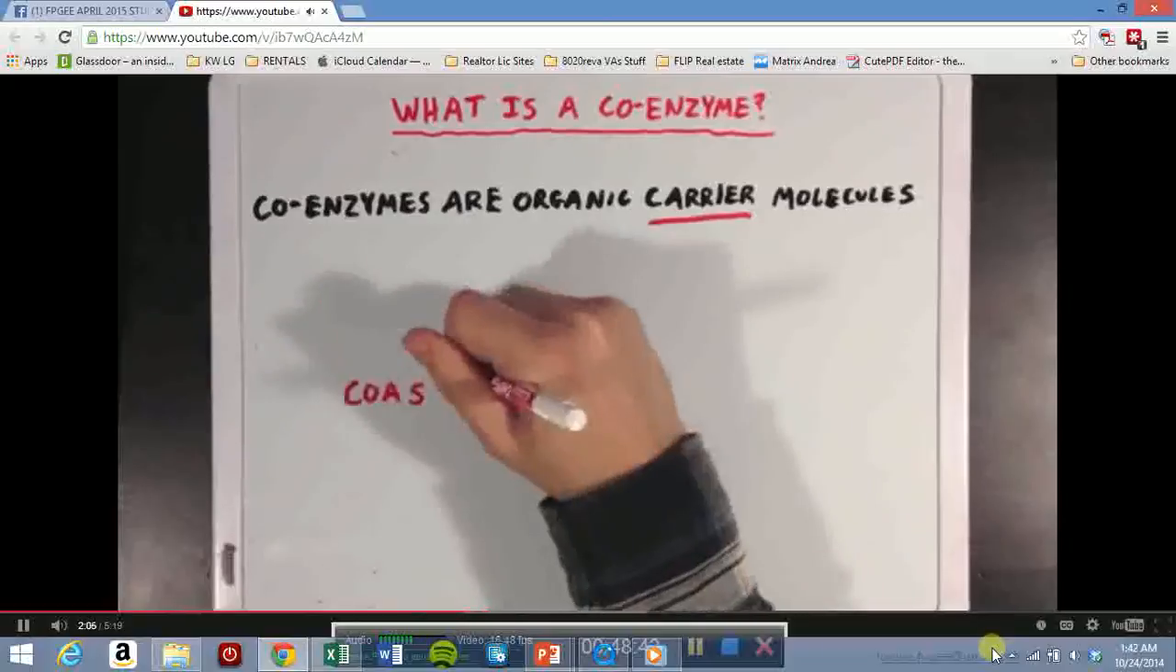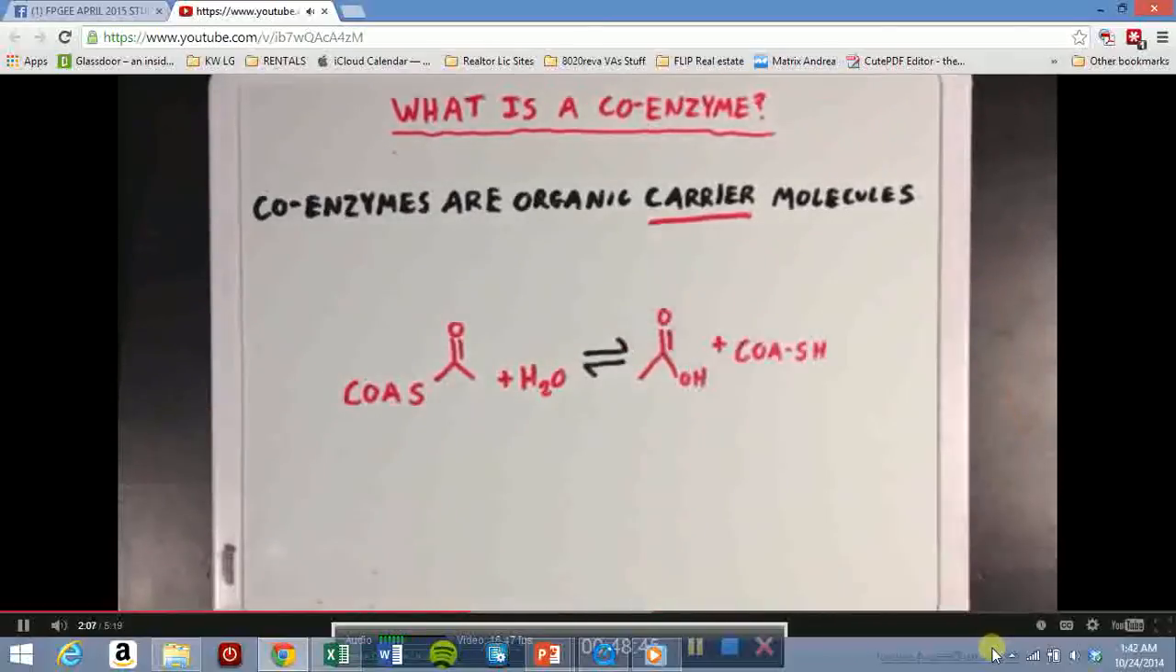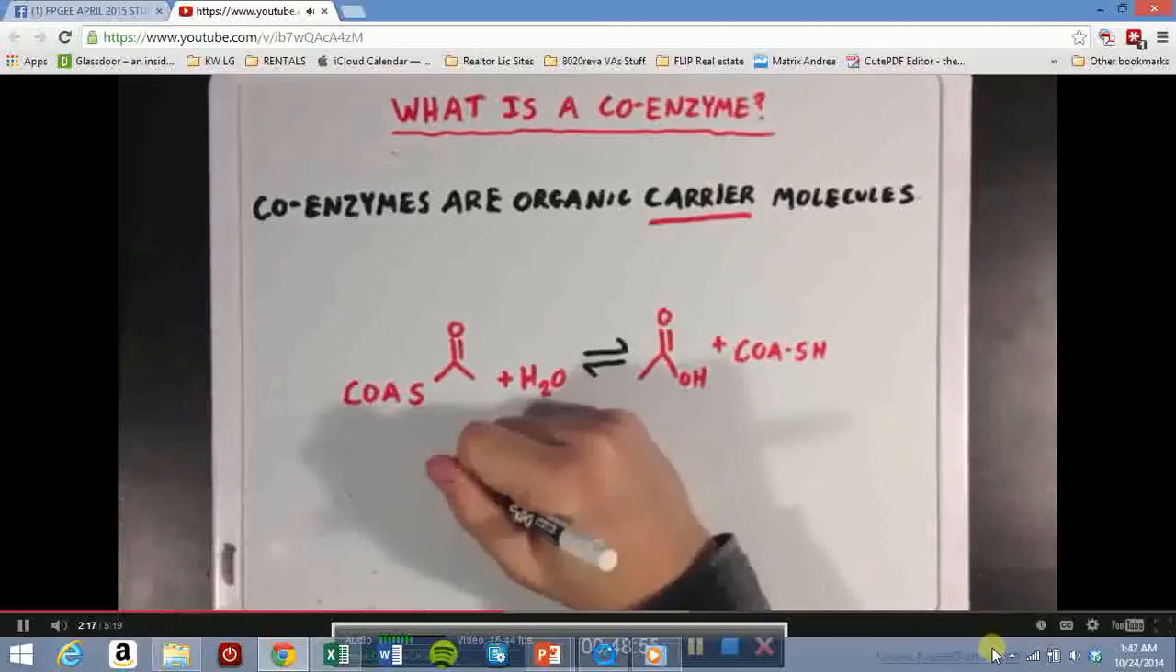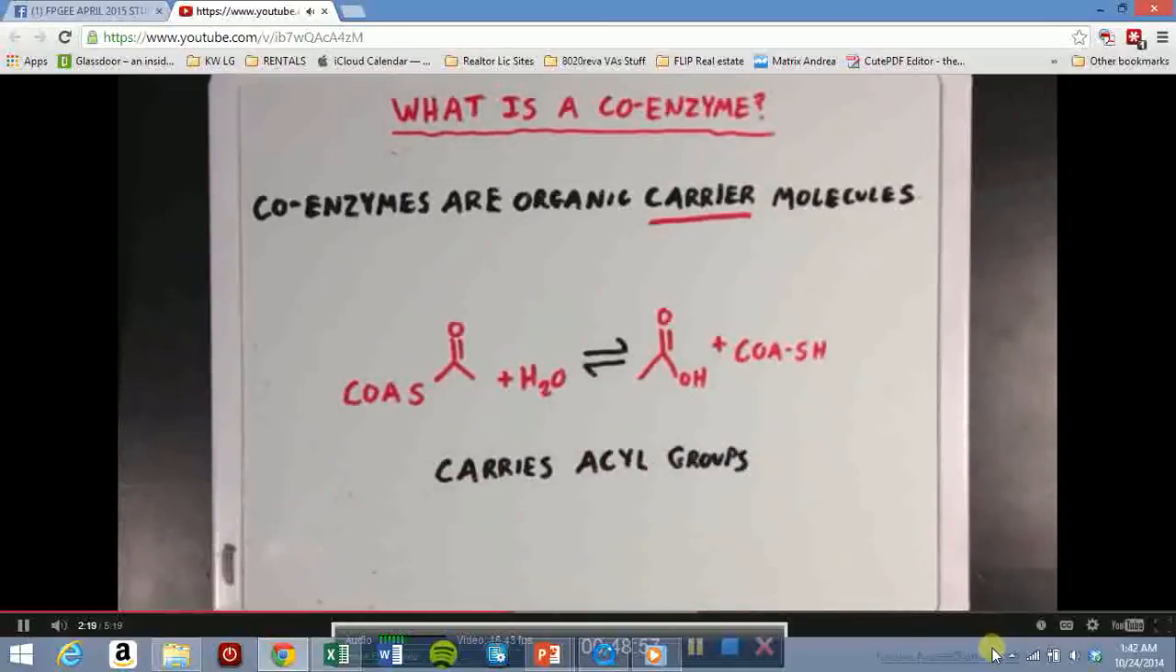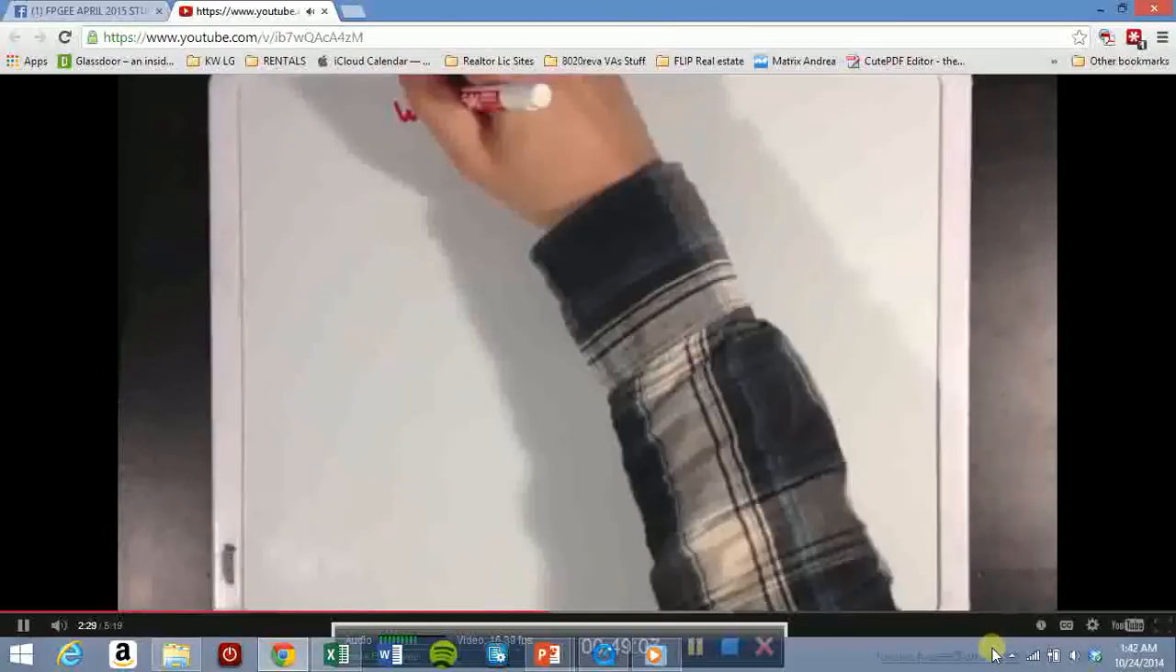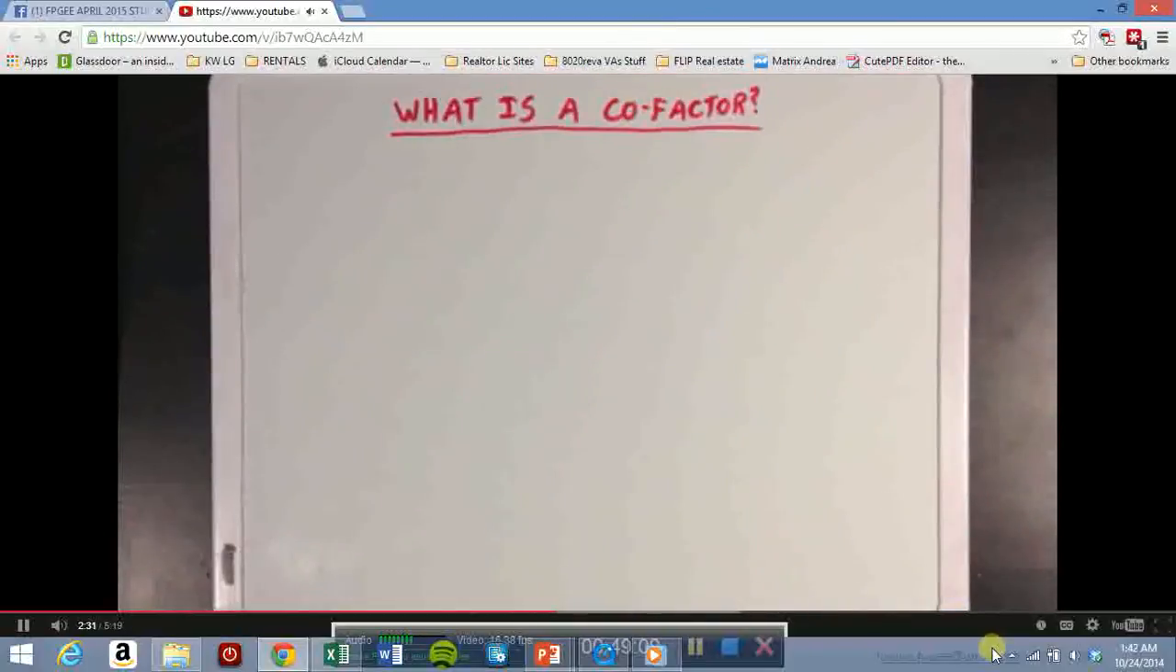Another example of a coenzyme is coenzyme A, which, like NADH, acts as a carrier molecule, but instead of carrying electrons like NADH does, coenzyme A, which we sometimes call CoA, holds on to acyl or acetyl groups instead. And you'd see CoA appear quite often in metabolic reactions, where it'll carry these two carbon acetyl groups from one molecule to another. Now, cofactors are a little different from coenzymes.